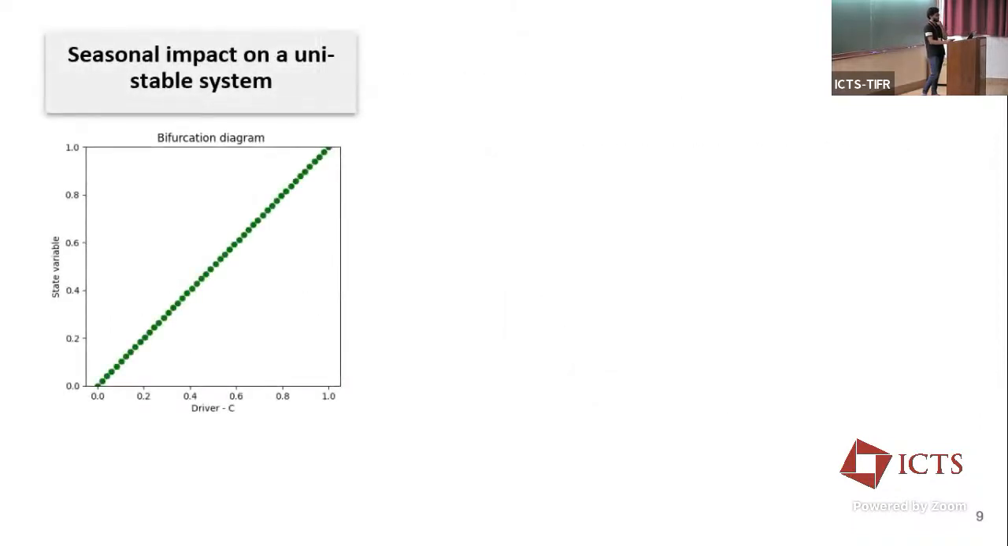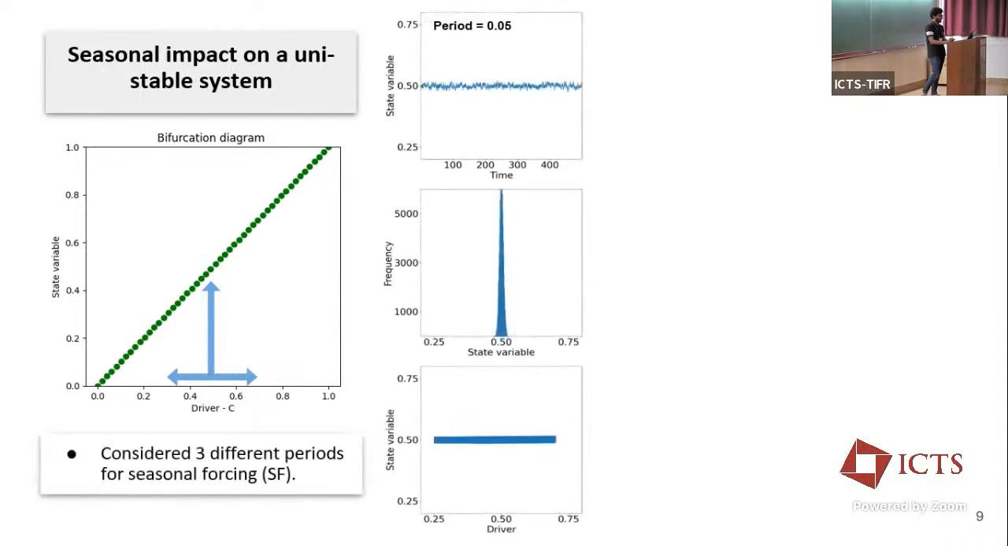So to study this effect, I considered first a unistable system, which has a single stable state for the changing driver variable C here. So you can see the system has a single stable state for various values of this driver. And I have imposed seasonal forcing for a range of driver values from around 0.4 to 0.6, where the system resides around 0.5. And here you can see I have considered 3 different levels of period for the manipulations.